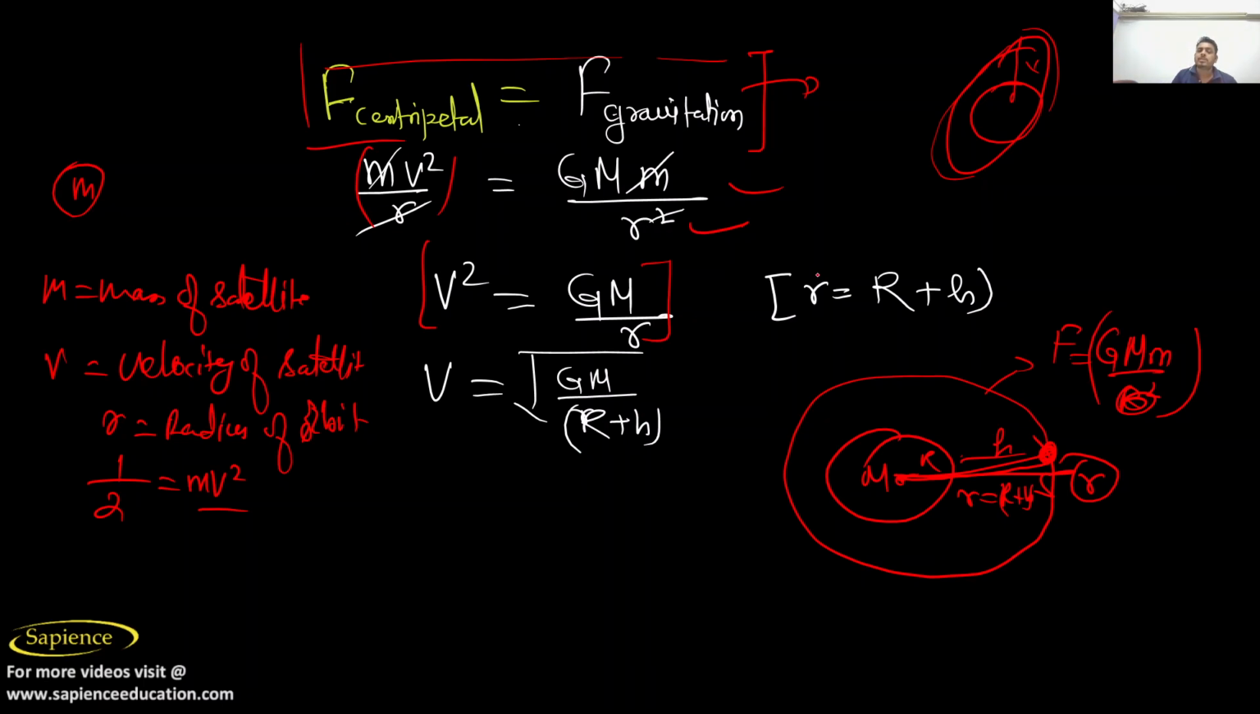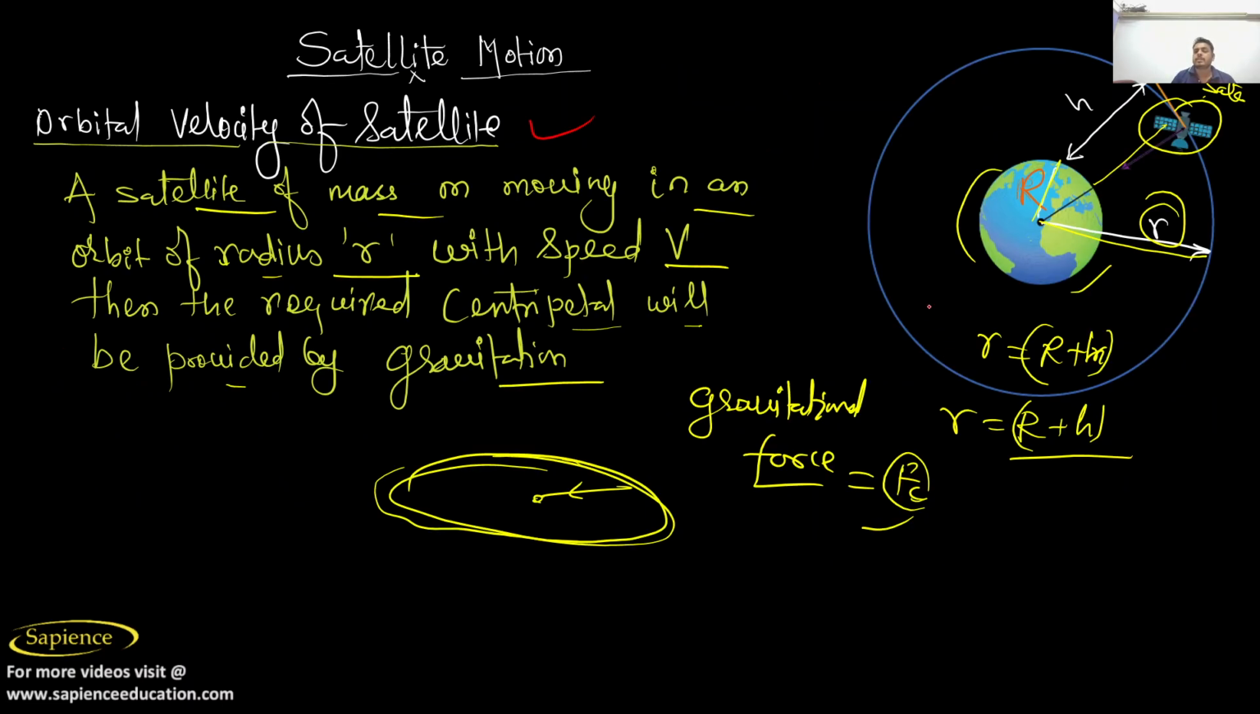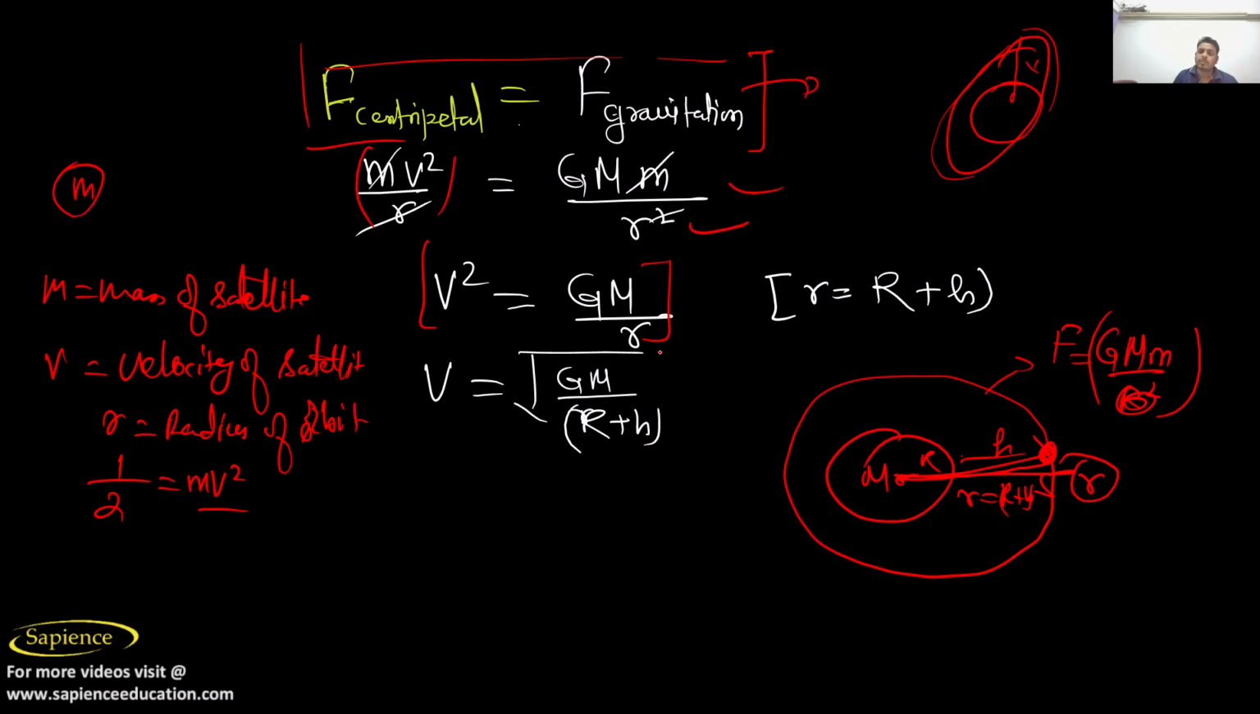Okay, so as you know from the previous slide, total r is the orbital radius. So this r is equal to the radius of the Earth plus the height of the satellite. So this small r can be written as capital R plus small h. If you do this, you will get v is equal to square root of capital G into capital M by R plus h. So I hope you have understood this now. This is what is known as orbital velocity.